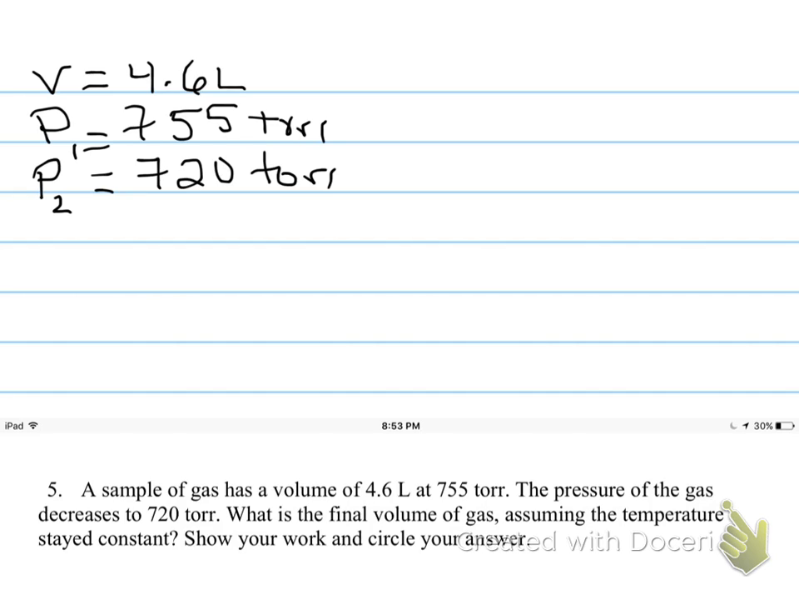Okay. And it wants to know the final volume of gas. So this is really a Boyle's Law question because we're relating pressure and volume. Temperature is constant. I know that it's constant because it doesn't tell me that it's changing, so we're assuming that it's going to be the same throughout the experiment. Boyle's Law means the pressure and the volume are proportional. No, wait, they're not proportional. Sorry, that's wrong. I was remembering our graph.